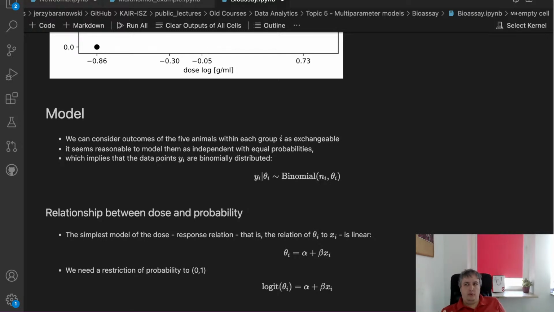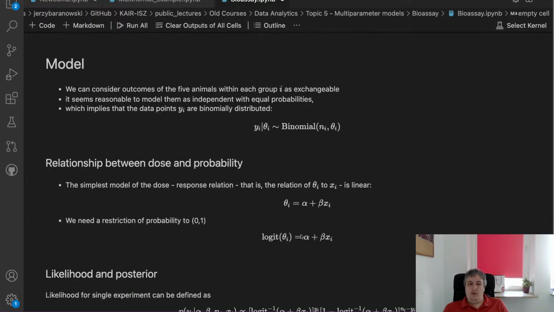Often used is, of course, the linear dependence. So the dependence in case of that theta could be linearly dependent on x. So there will be some kind of base value plus a proportional relationship to x. But of course, we have this limit that theta has to be between 0 and 1. So we can use logit representation.